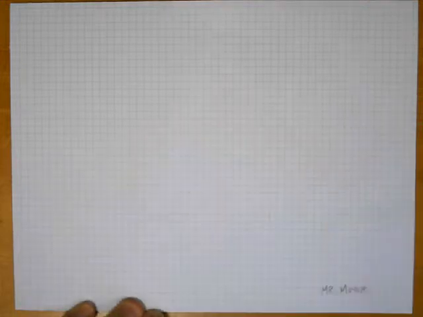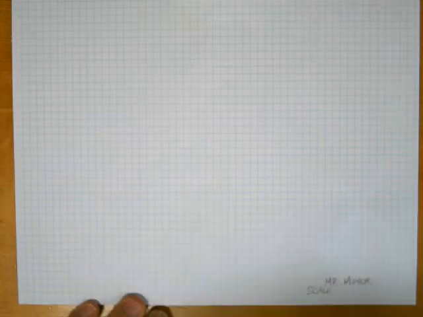Start off with somewhere on the bottom, you're going to write your name. And then you're also going to write down the scale. The scale refers to the size of your drawing compared to the actual size. So for this, I'm going to use a scale of 1/2 inch equals 1 foot.